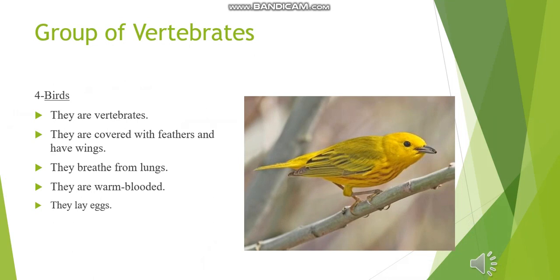Group 4. Birds. Look at this picture in front of you. This is a bird. It has feathers to keep warm and wings to fly. It has a backbone. It breathes from its lungs and it's going to lay eggs.